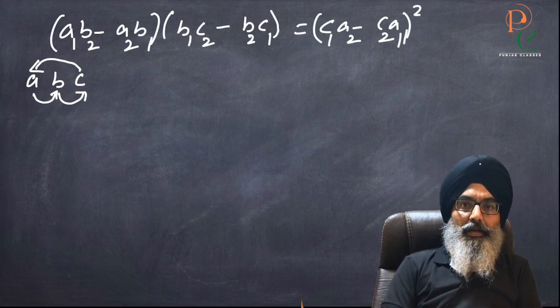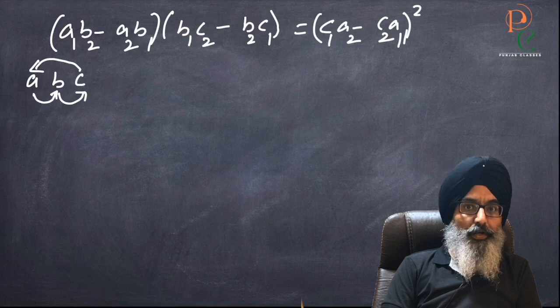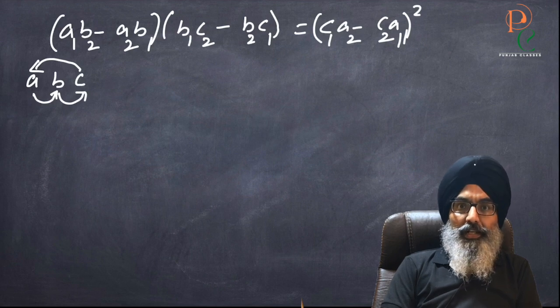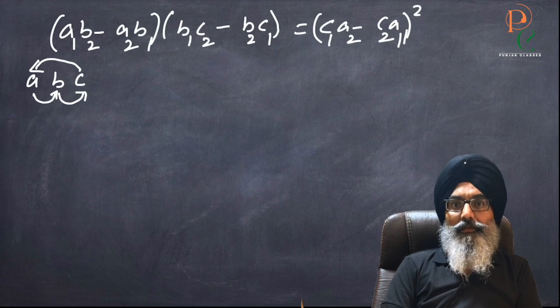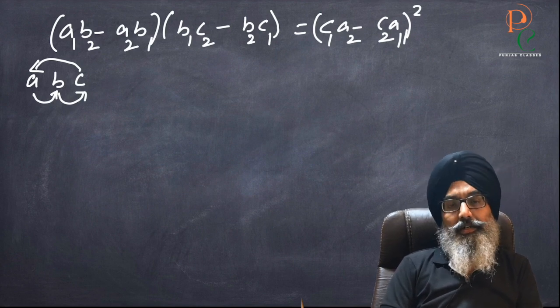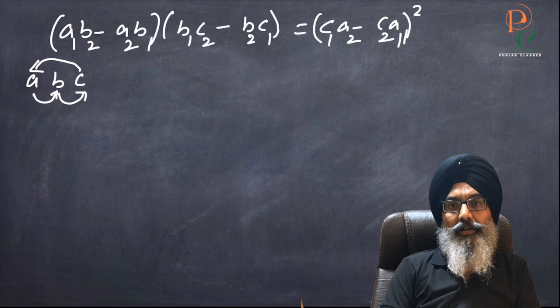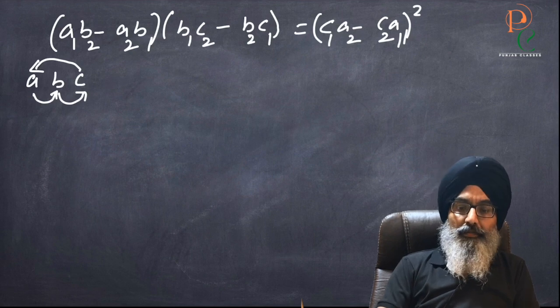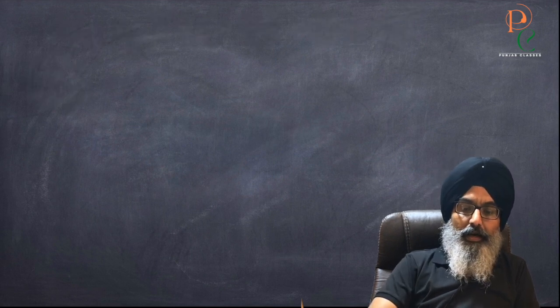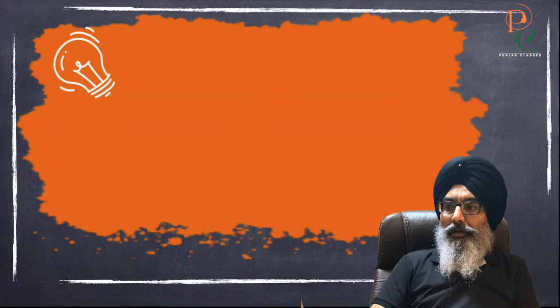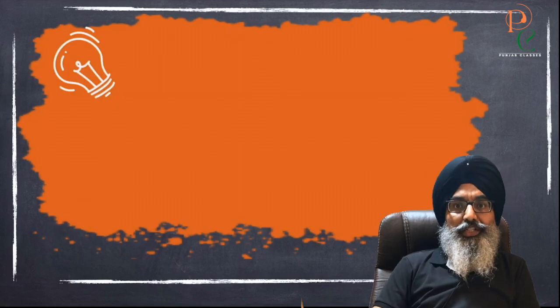A1 into B2 minus A2 into B1, B1 into C2 minus B2 into C1, equals C1 into A2 minus C2 into A1 whole square. So the result is completed. Whenever we come across questions, we will just write this result, put up the values of A1, B1, C1 and A2, B2, C2 and thereby solve it. So this is the final result that we have. Now let us see some illustrations using this result, using this concept.